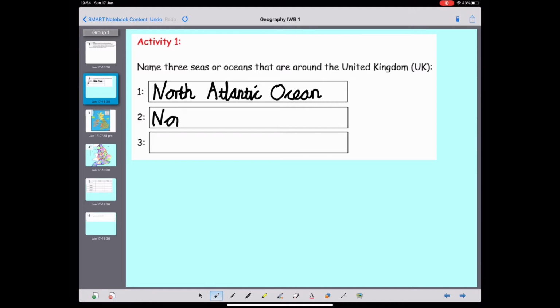North Sea, Irish Sea. Excellent. Right, let's move on to activity 2. Let's see what we have to do next.